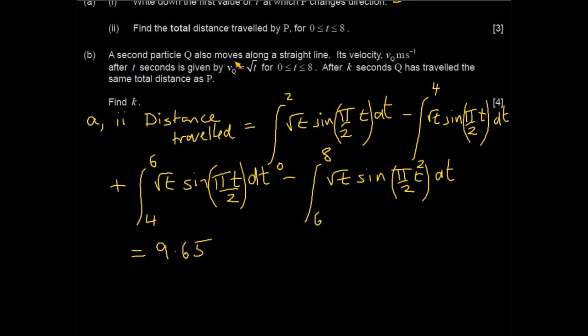It says a second particle Q also moves along a straight line. Its velocity vQ meters per second after t seconds is given by vQ as the square root of t between 0 and 8, and then after k seconds Q has travelled the same total distance as P. Find k. So what we're going to need to do here is similar integration, but this time we're going to integrate square root t dt between k and 0, and we know that that is going to equal the same distance as we had before, which is going to be 9.65. So if we can integrate this here, input the values for k and then solve this, we should be able to work out what k is.